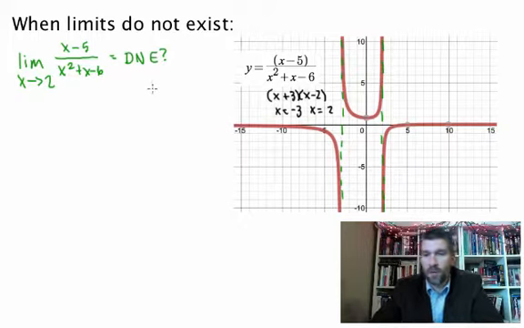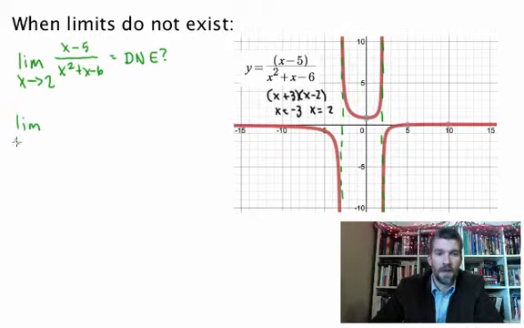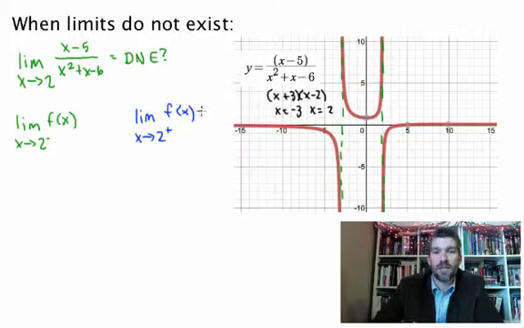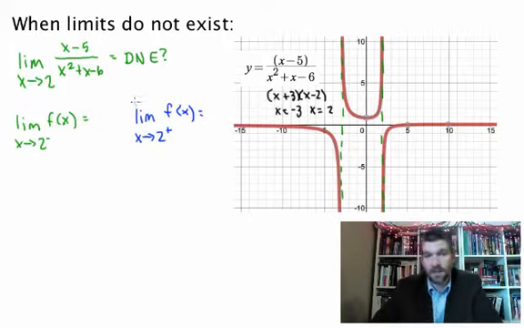So what we can do is check points as we get really, really close to 2. We can look at the limit as x approaches 2 from the left, and we can look at the limit as x approaches 2 from the right. And in order to actually have a limit at this specific point, I have to have the same value for the green limit and the blue limit.